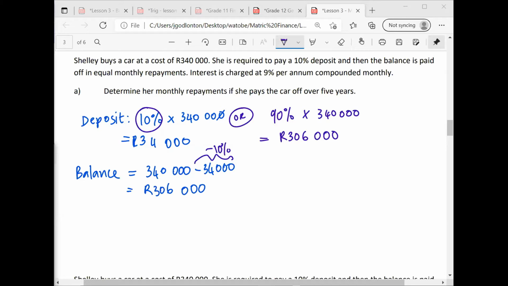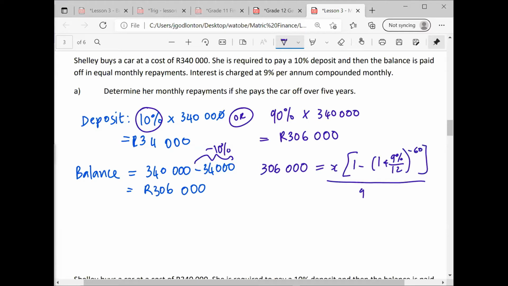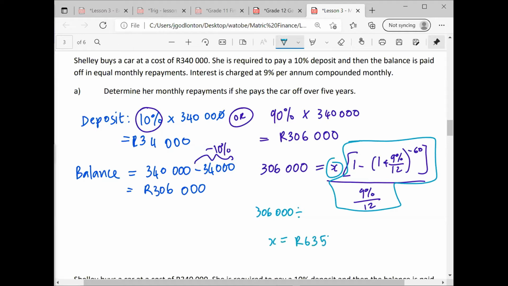So our present value at the moment is our 306,000 Rand. Our X value is the thing that we're not knowing what it is. Then we've got 1 minus 1 plus our interest rate, which is 9% compounded monthly, to the power of negative 60. And all of that is over our interest rate of 9% over 12. And now again, like our last question, we're trying to find X. So we're going to say 306,000 Rand divided by this whole thing over here. And we should get an answer of 6,352 and 6 cents.